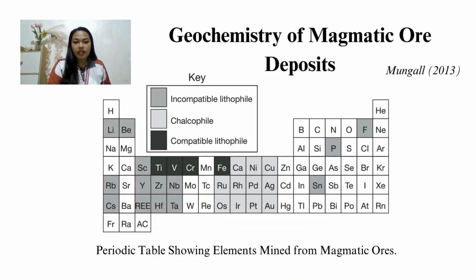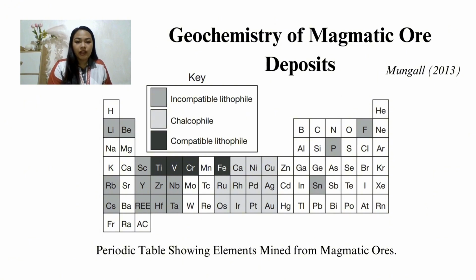The image presents a periodic table highlighting elements associated with magmatic ore deposits, categorized based on their geochemical behavior. The classification follows Mungall 2013, distinguishing three main groups: incompatible lithophile elements, the light gray; chalcophile elements, medium gray; and compatible lithophile elements, dark gray.